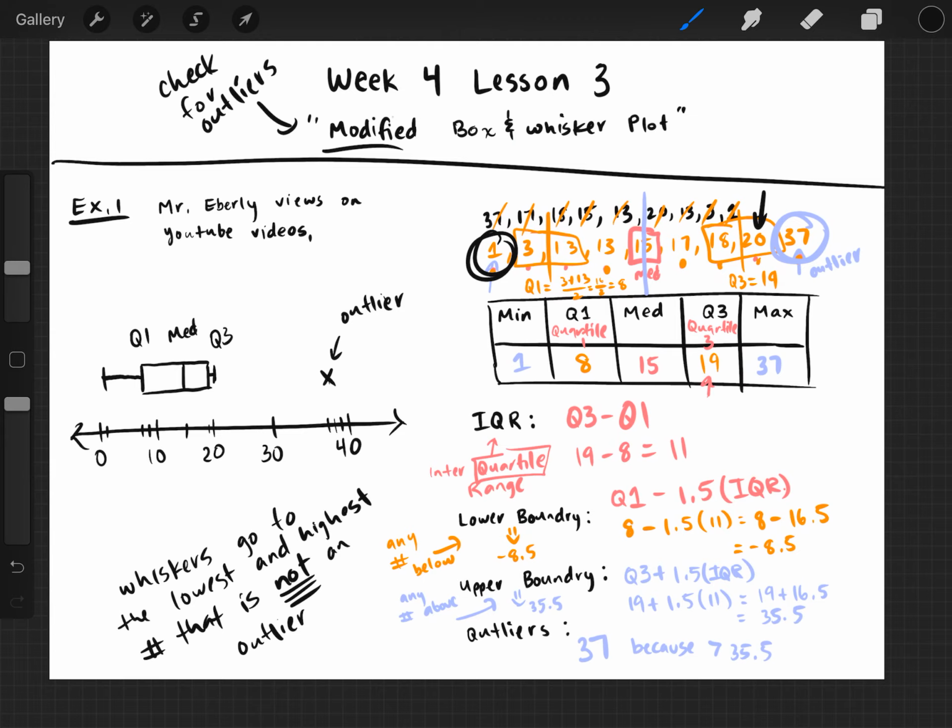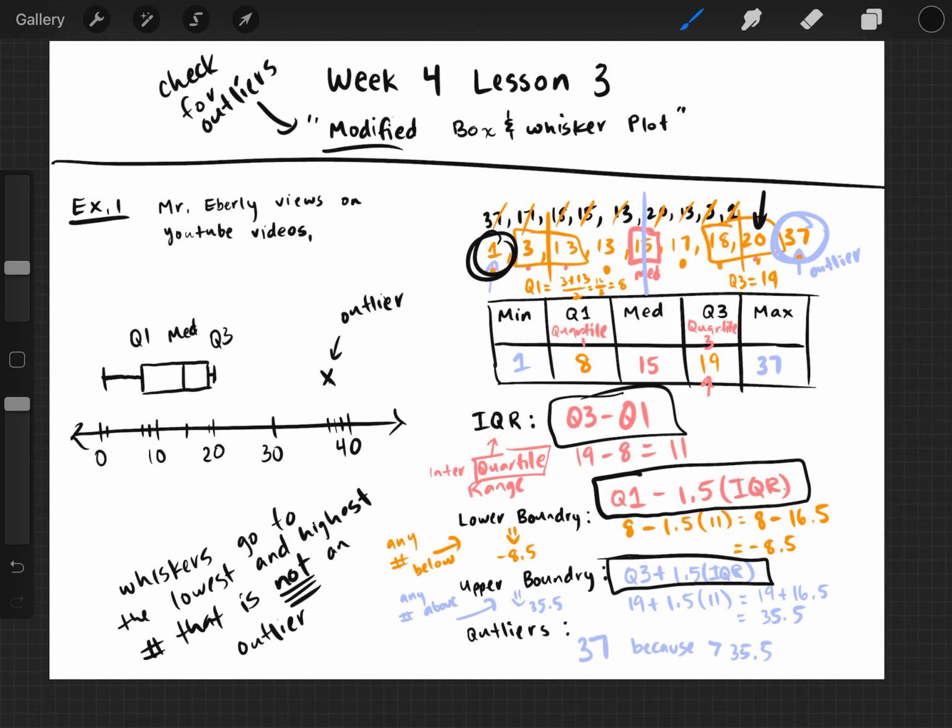Now what I want to do as well is throw the outlier on there. That's over here at 37. But instead of putting a line and connecting it, I'm just going to put an X there and say that's an outlier. But that is the process of doing a modified box and whisker plot.